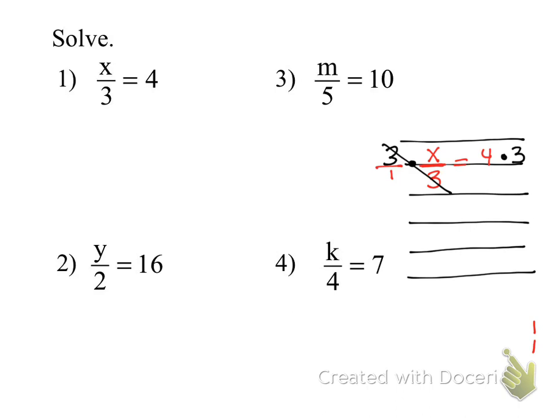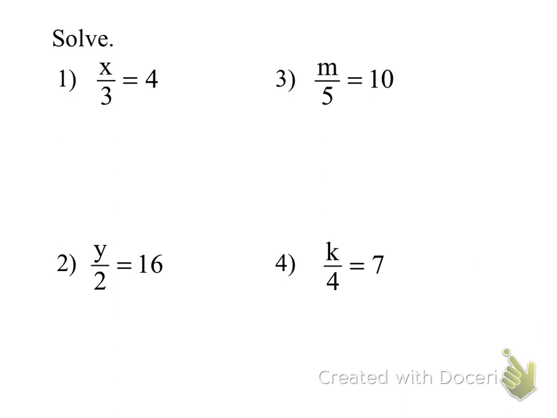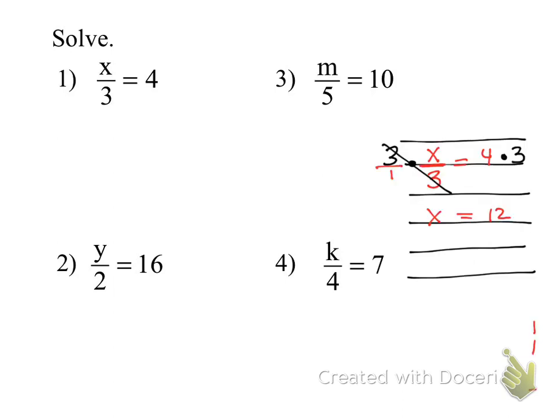Okay, so I'm going to cross cancel, and then I'm left with x is equal to 12. Are there any questions? Okay, so you guys, why don't you do number 3? Go. I don't want to see any squishing of 2 numbers per line. You guys are doing number 3. Give me a thumbs up when you're done.